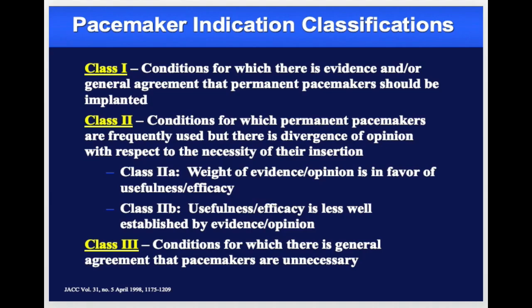The Class 1 indications are based on evidence and general agreement that a permanent pacemaker should be implanted. Class 2 indications are divided into two, Class 2A and Class 2B. Class 2A is where the weight of evidence and opinion is in favor of usefulness and efficacy. Class 2B is where usefulness and efficacy are less well established by evidence and opinion. Class 3 is a condition for which there is general agreement that a pacemaker is unnecessary.